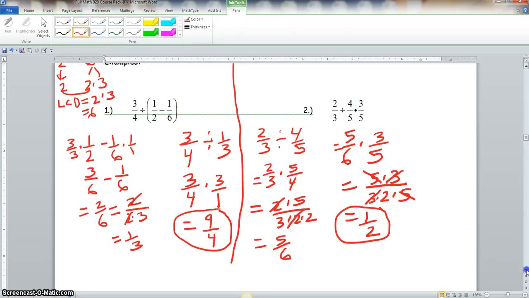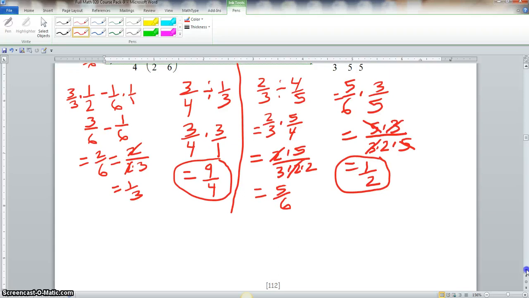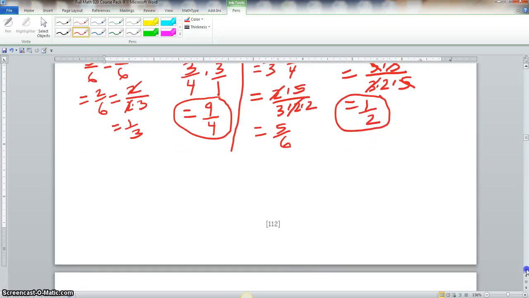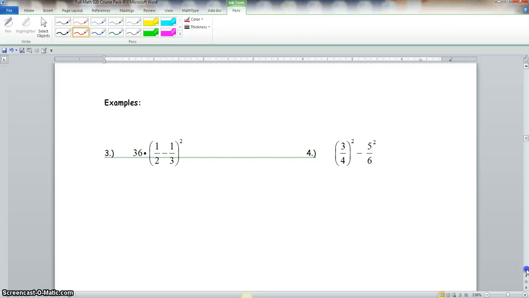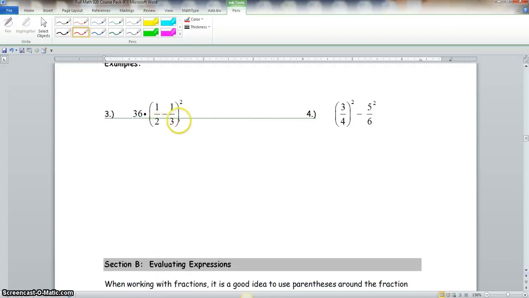Now we scroll down here, or actually we go to the next page with our examples. Now again, we look here. We have our parentheses. We have 1/2 minus 1/3. So we do that first. Now we already know that 2 and 3 are prime. Whenever both of your denominators are prime, you could just multiply them together, and that will give you your denominator, which here would be 6.